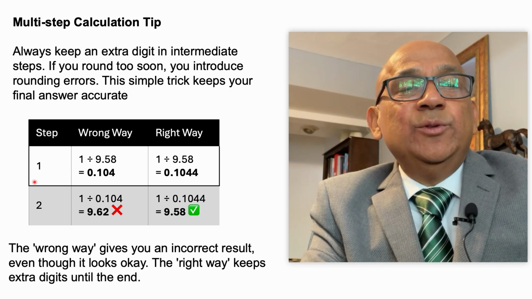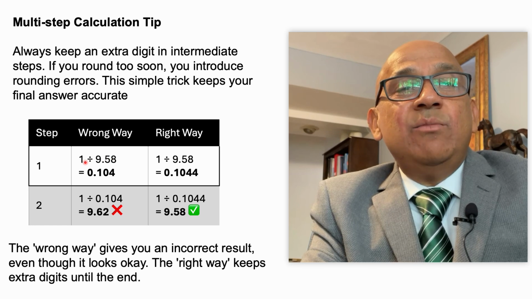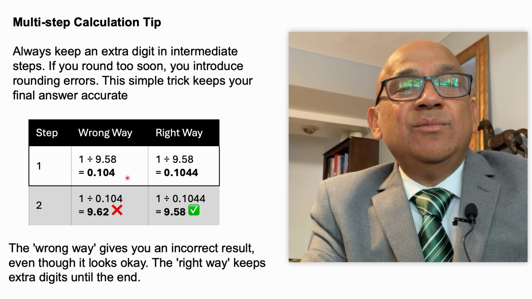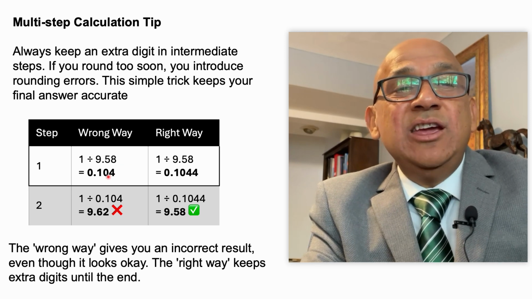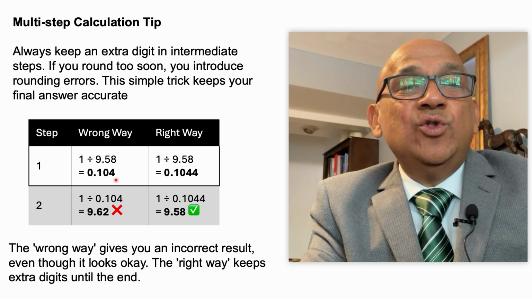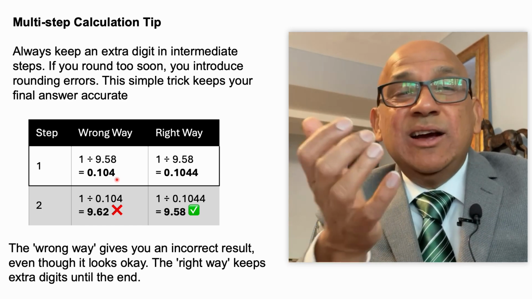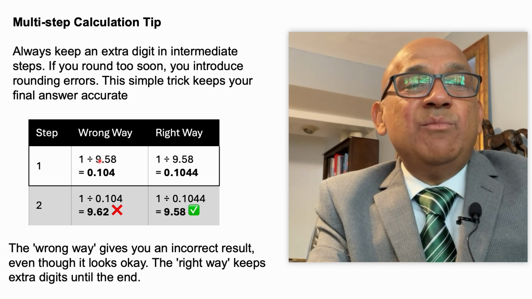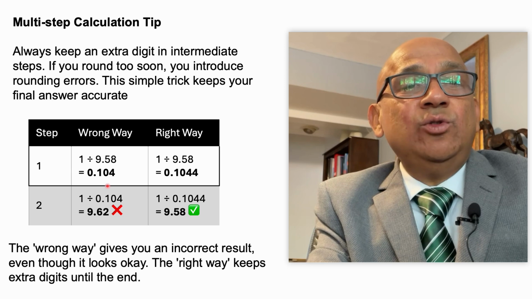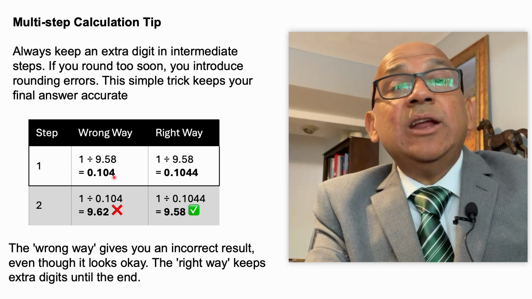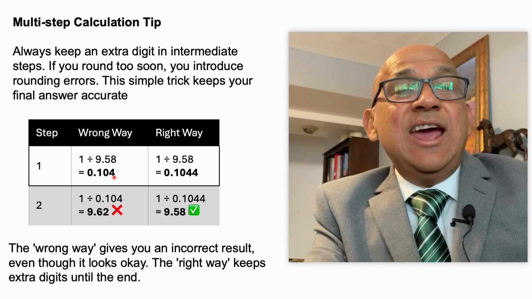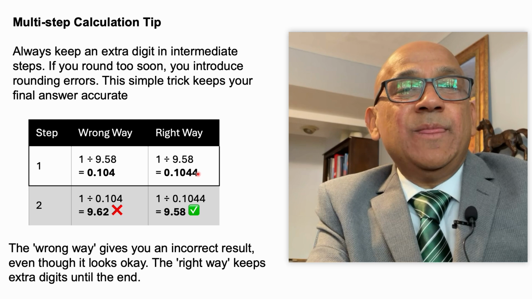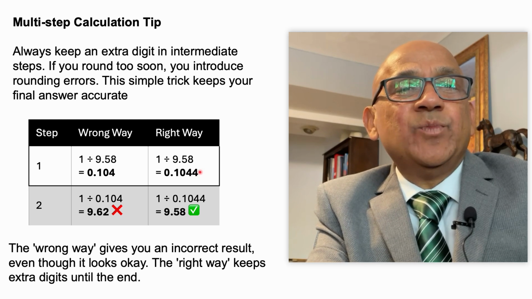For example, suppose I am dividing 1 by 9.58, and I round it early and write 0.104. This is basically correct if I have just one step, because this number has 3 significant digits and 9.58 also has 3 significant digits. But because we are doing a multi-step calculation, there is another step after that, so you should not do it. Rather, you should write 1 digit extra than these significant digits.